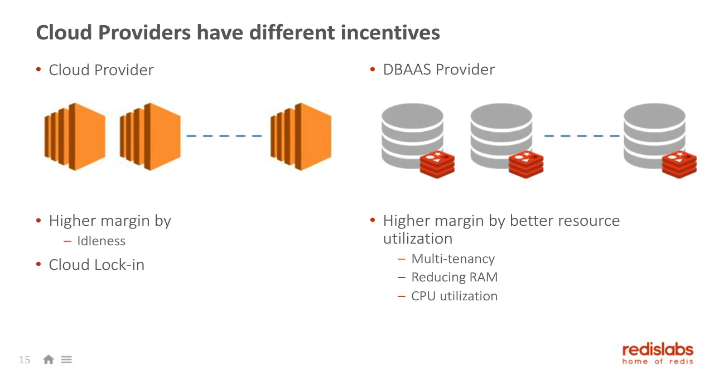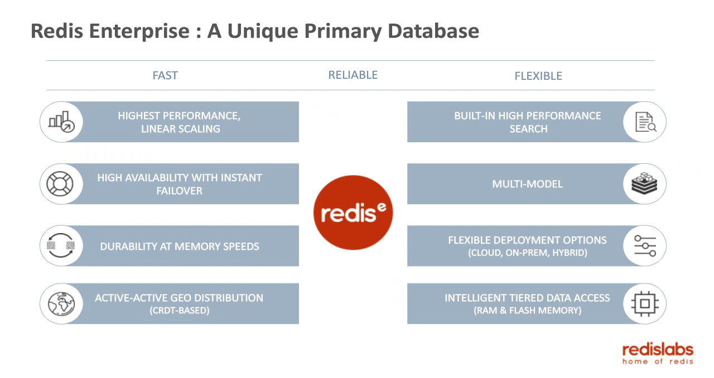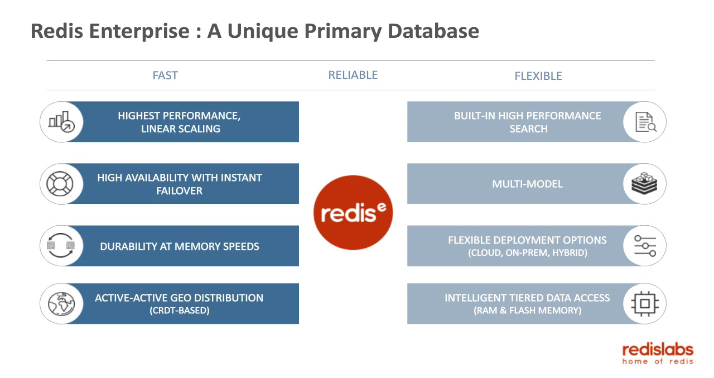So here you can see an overview of the features of Redis Enterprise. In this talk, we'll focus more on the left-hand side of those features. We'll be talking about linear scaling, high availability with almost instant failover, how we tackle durability, and also how we do active-active distribution.